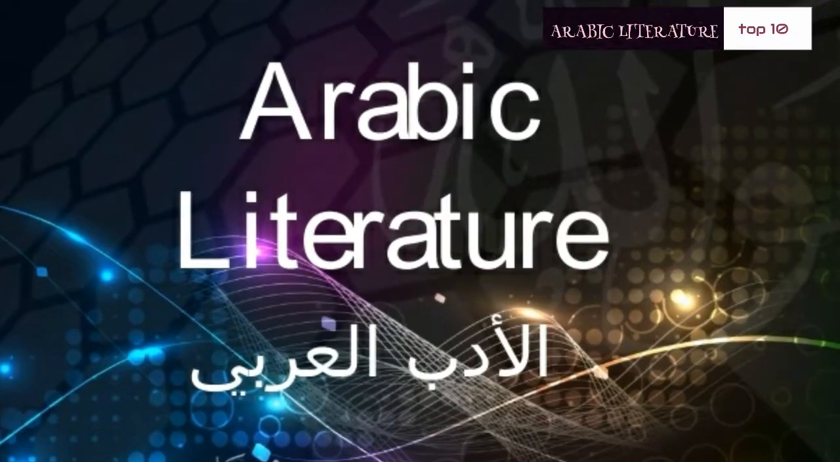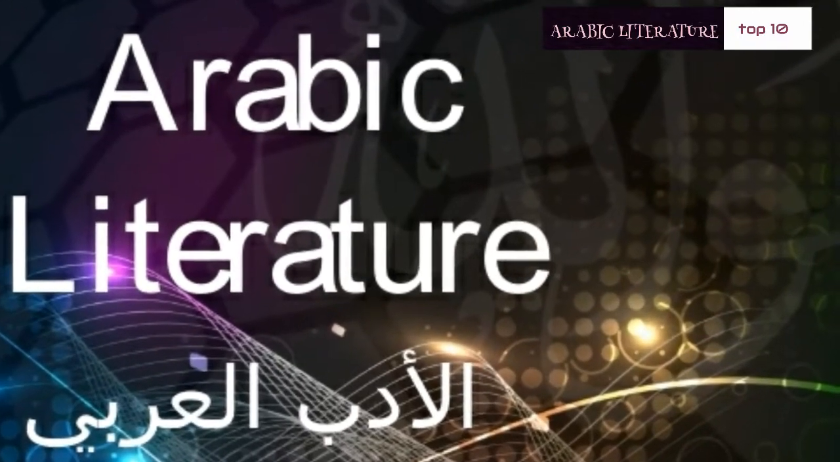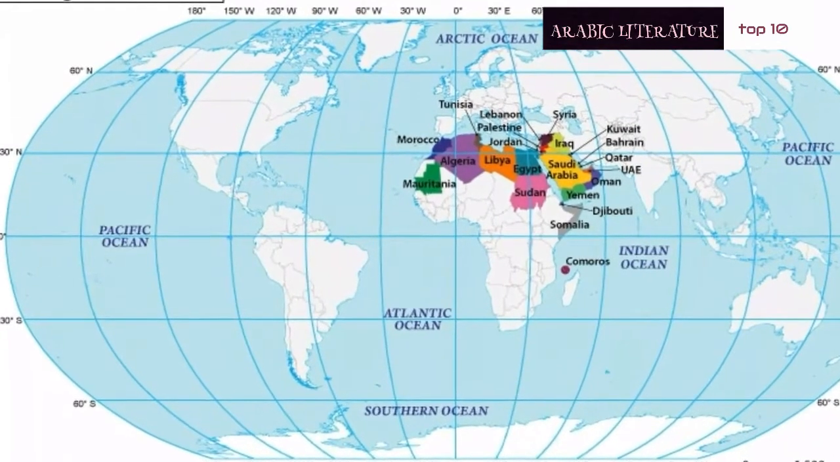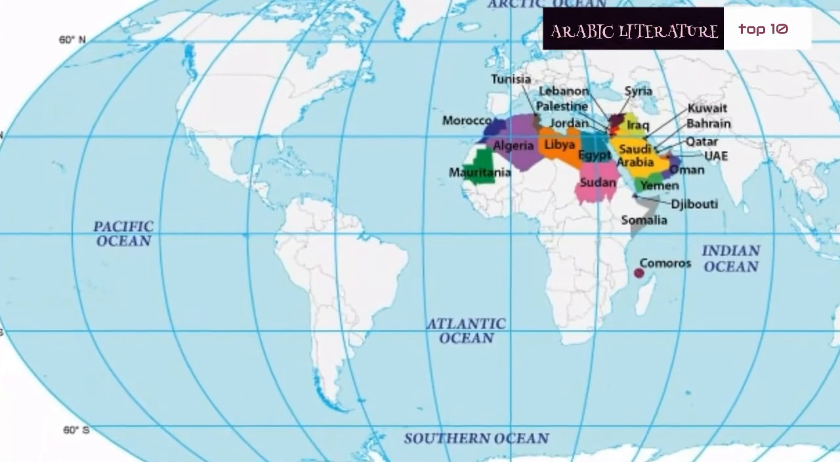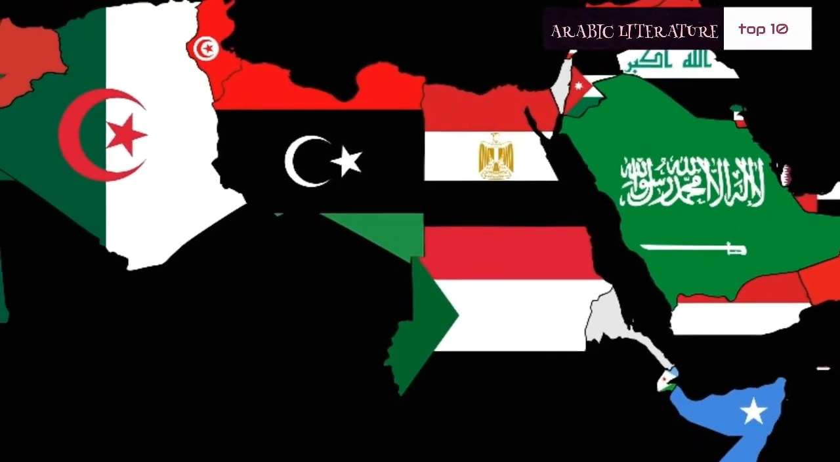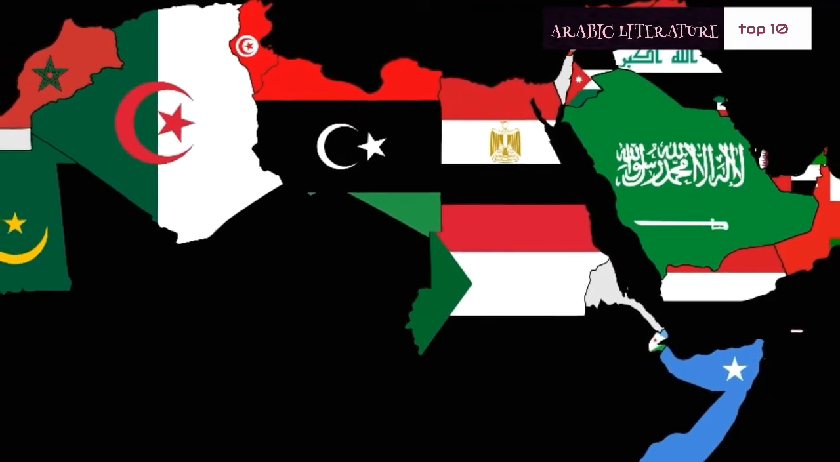it's Arabic literature. Arabic literature, literature written in the Arabic language from the 6th century to the present. This literature has its roots in semi-nomadic societies on the Arabian Peninsula. Its spread is linked to the rise of Islam in the 7th and 8th centuries.